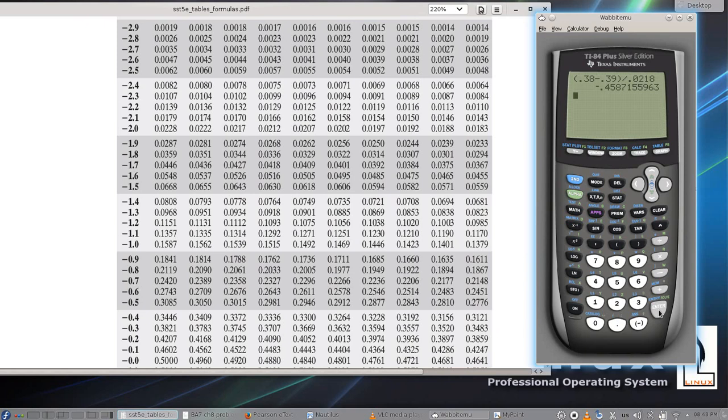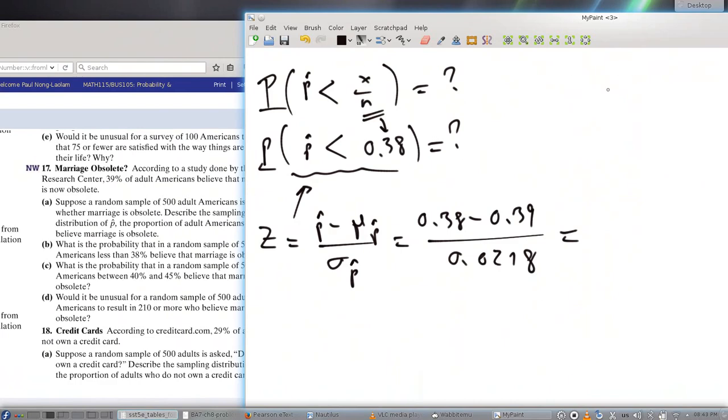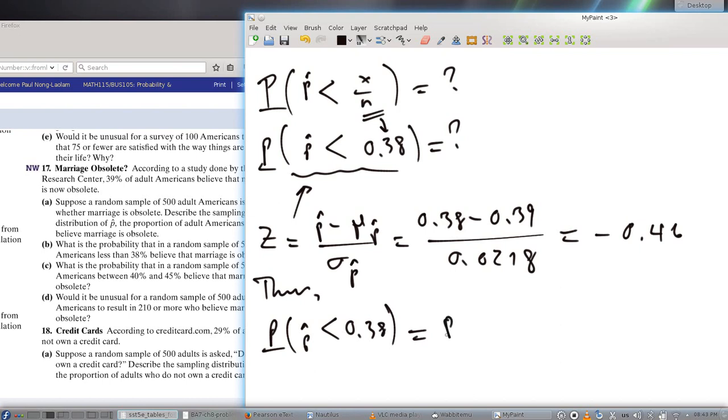That gives us negative 0.45787, or we can round that off to two significant figures, because based on the z value we only have two significant figures. So we're going to use negative 0.46. That would be our answer for the z. Hence we can now write that the proportion less than 0.38 can be written in the z as follows.